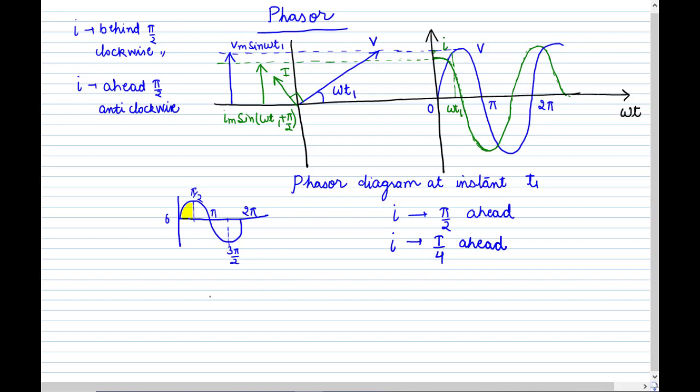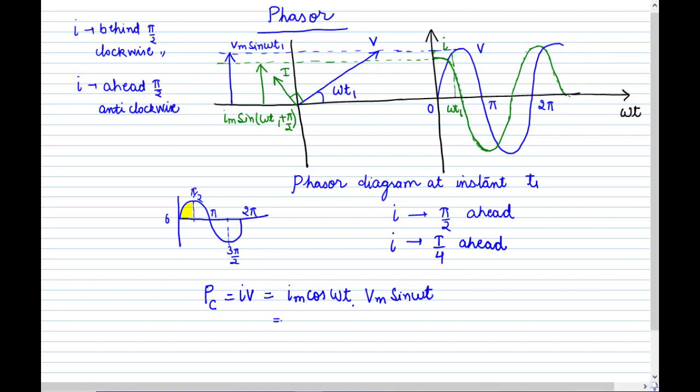Now we have to calculate the power supplied to the capacitor. The power which is given to the capacitor is I into V. That is the formula for the power. And now we know the equations: I is equal to Im cos omega t, or Im sin(omega t + pi by 2), and V is Vm sin omega t.